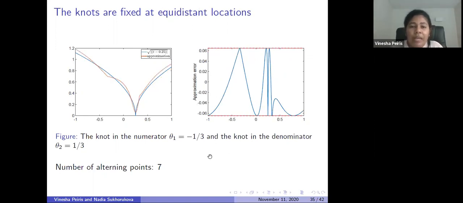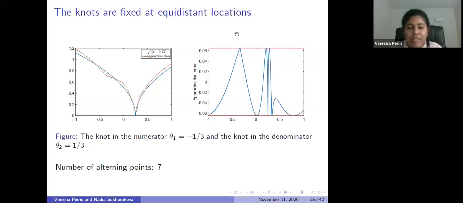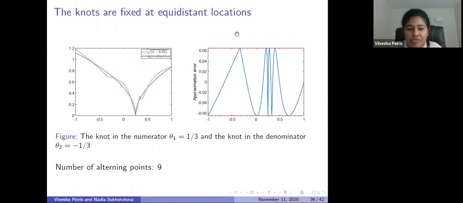So now we fix our knots at equidistant locations. The knot in the numerator is located at -1/3, and the knot in the denominator is at 1/3. We get 7 alternating points, and the maximum deviation is slightly bigger than 0.06. But if we interchange these two knots, we get 9 alternating points, but the maximum deviation remains the same. For the previous case, it's slightly bigger than 0.06, and for this case as well.